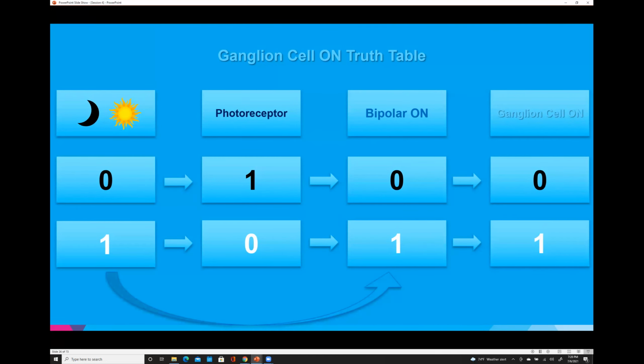So remember, this concords with this, which concords with this. Makes sense because, again, intuitively humans understand that if the light is there, the light switch is quote unquote on. I hate using that, but it kind of works here. Light is on, therefore bipolar on is active, therefore ganglion cell on is active.